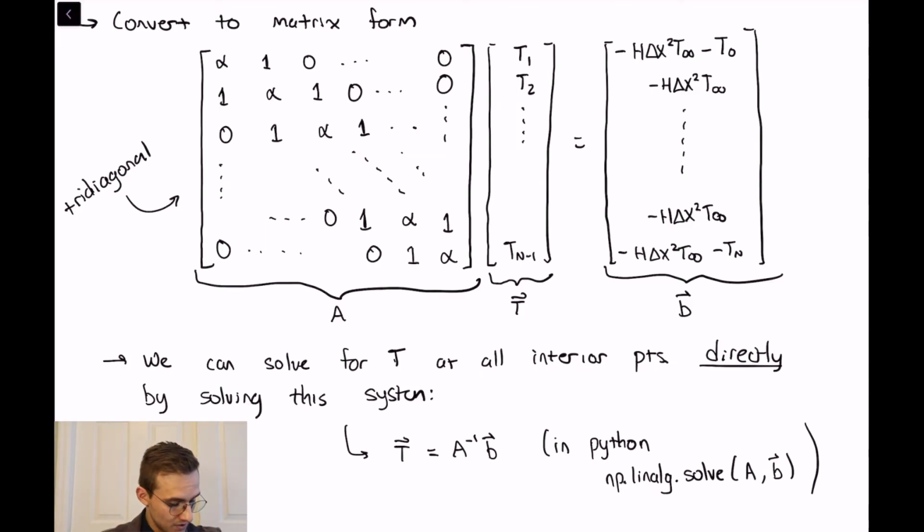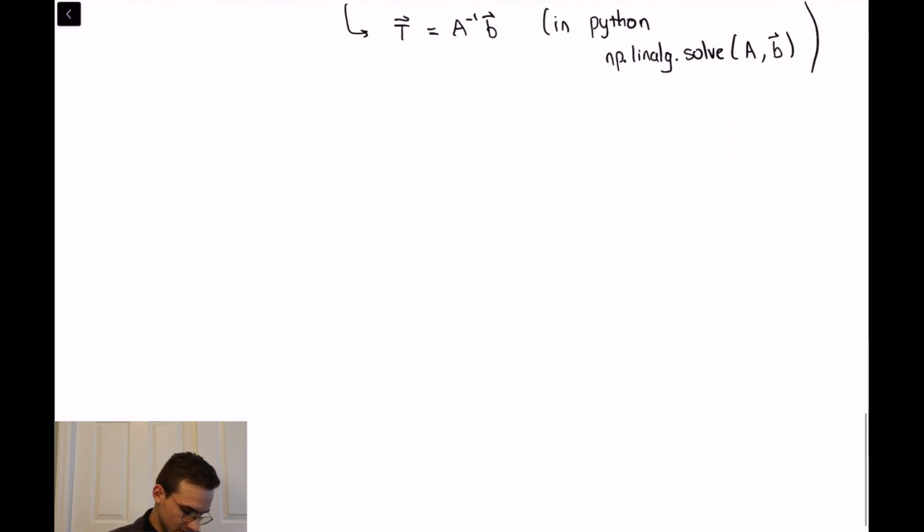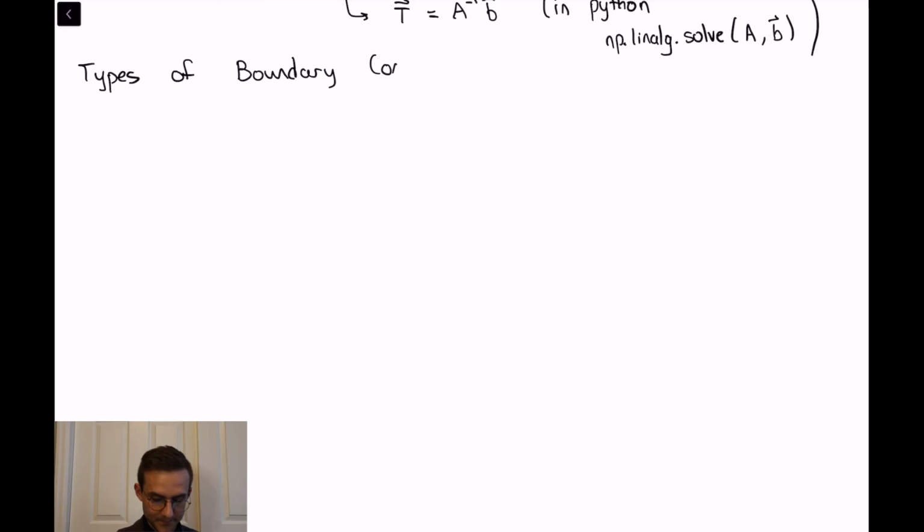Okay, so before we go ahead and do a demo where we solve this numerically, let's actually talk about some different types of boundary conditions. The types of boundary conditions that we just talked about are what are called Dirichlet boundary conditions. So, types of boundary conditions.